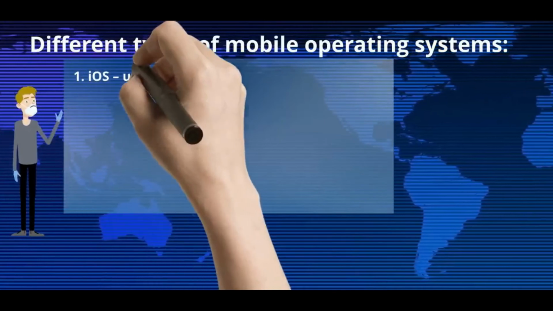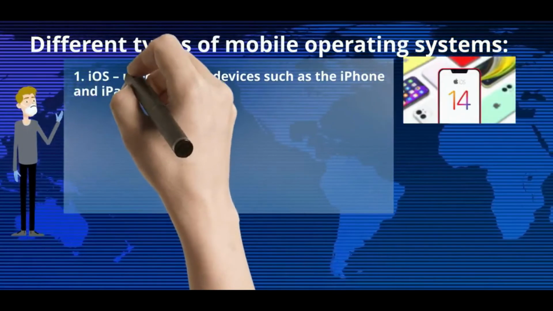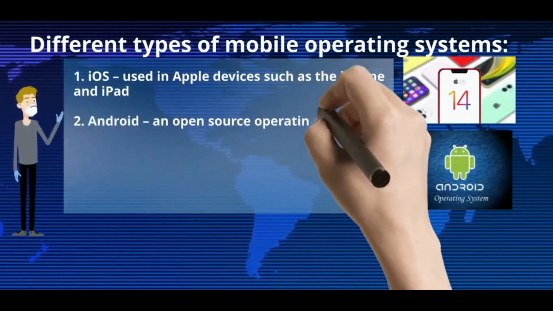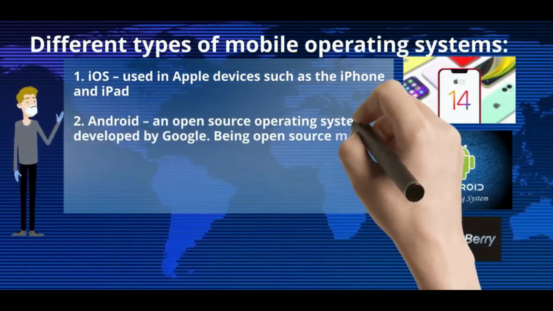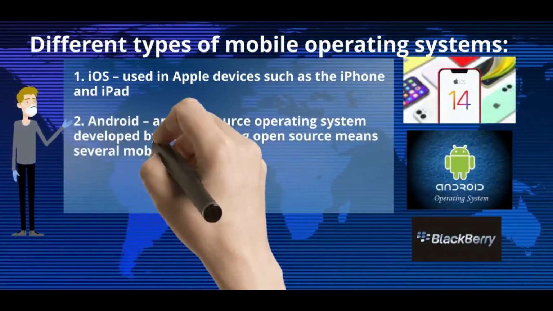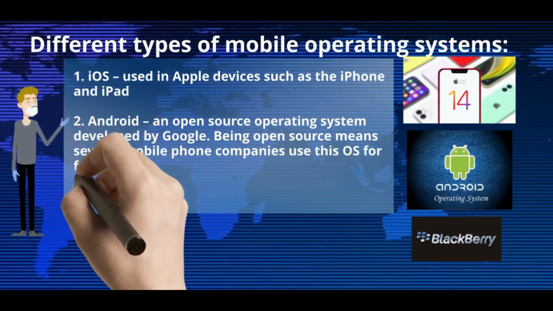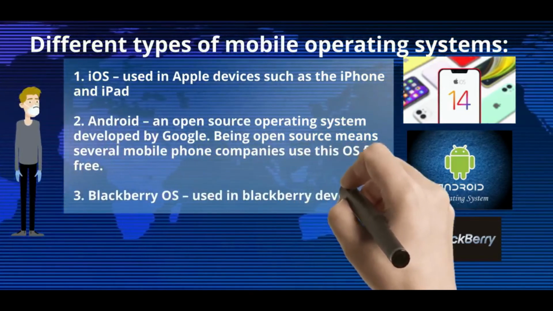Different types of mobile operating systems. iOS, used in Apple devices such as iPhone and iPad. Android, an open source operating system developed by Google. Being open source means several mobile phone companies use this OS for free. BlackBerry OS, used in BlackBerry devices.